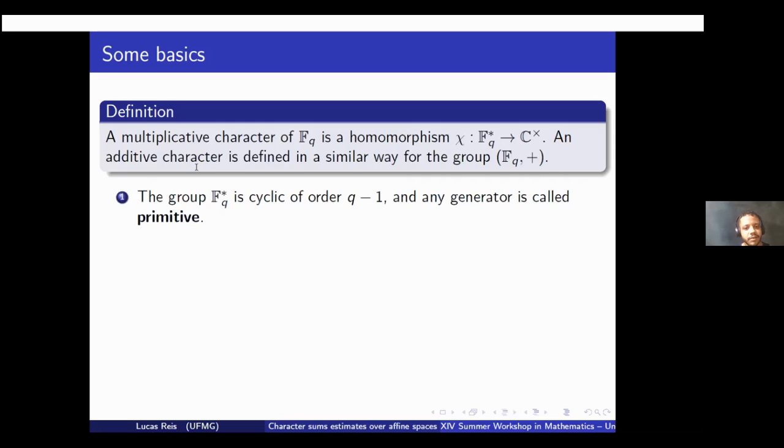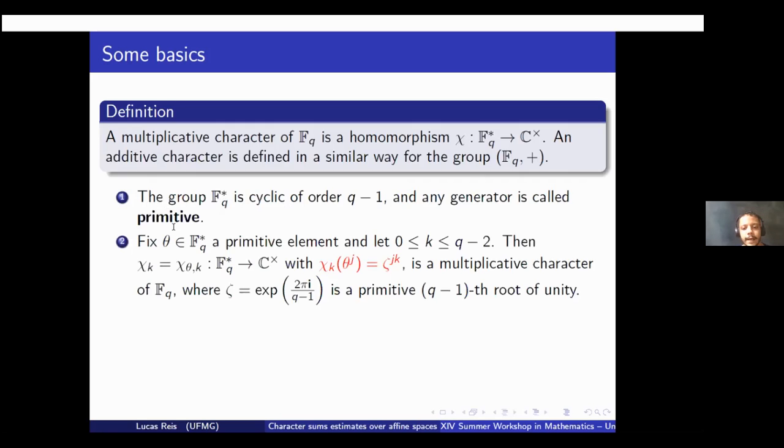So just some basic facts about multiplicative characters. We'll be mostly interested in multiplicative characters in this talk. We just recall that the F_q star is a cyclic group of order q minus 1, and any generator of this cyclic group is called primitive element. And actually, indeed, from primitive elements, we can just describe the set of all multiplicative characters of finite field. So here's the procedure. We take theta, a primitive element of F_q star, and then we define this function from F_q star to C star.